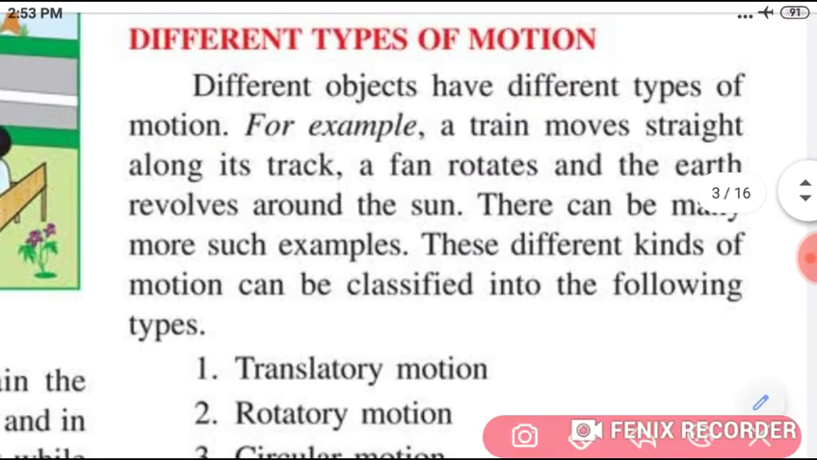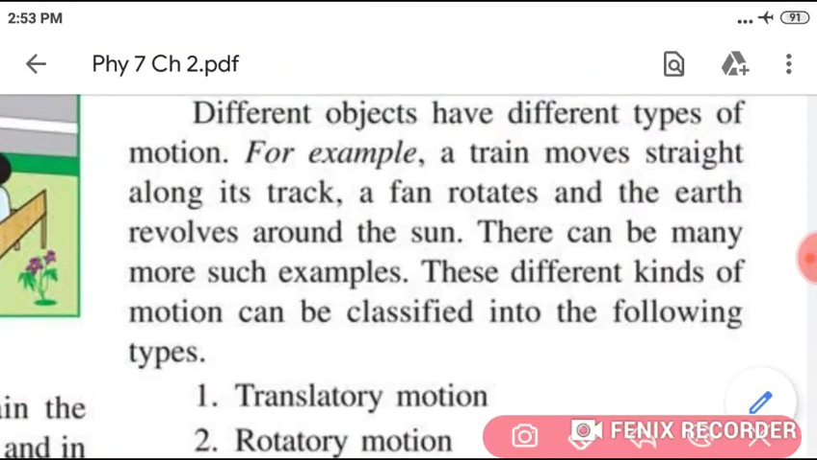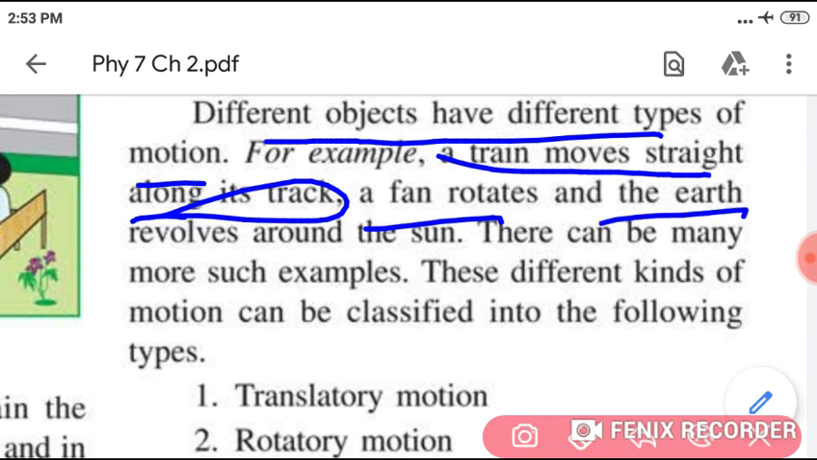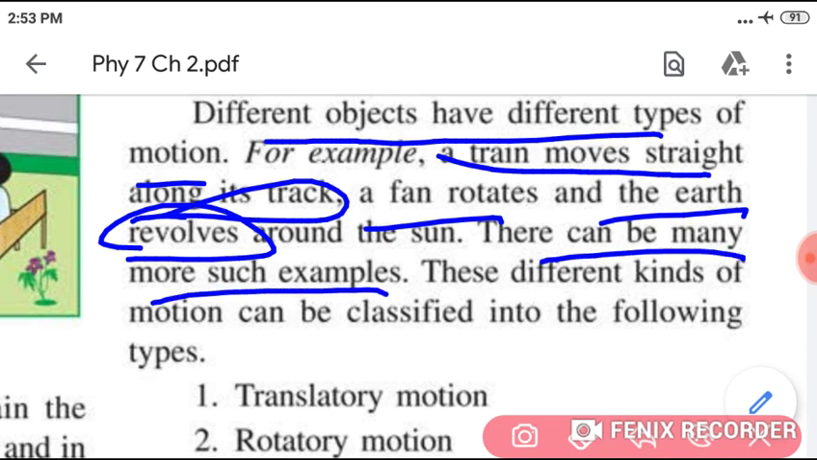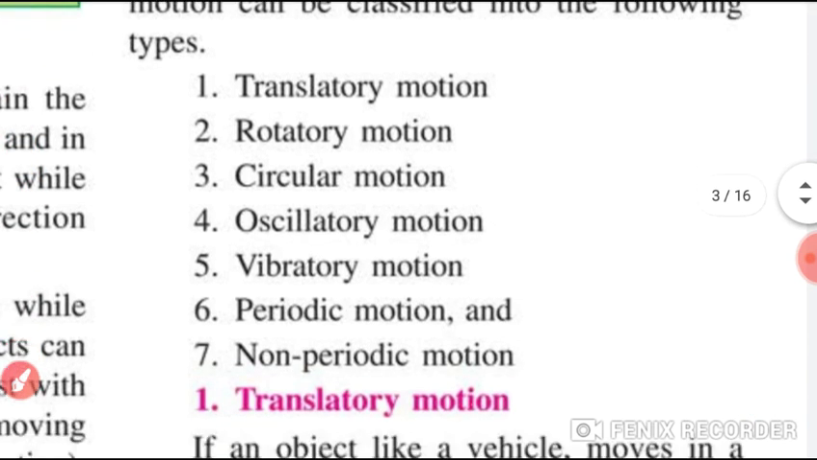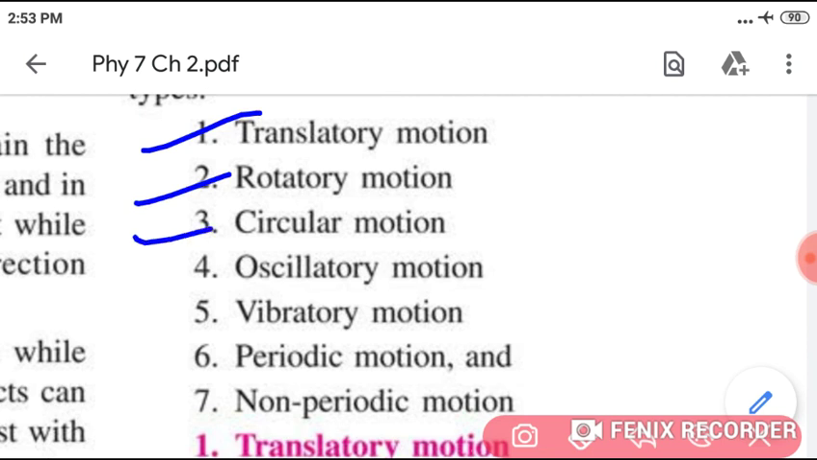Now, come to the different types of motion. What are the different types of motion? Students, different objects have different types of motion. For example, a train moving straight along its track, a fan rotates, the earth revolves around the sun. Okay, there can be many more such examples. According to this, motion is divided into the following types. What are they? First of all, translatory motion, rotatory motion, circular motion, oscillatory motion, vibratory motion, periodic motion, and seventh, non-periodic motion.